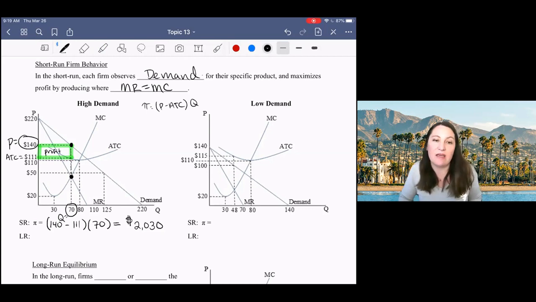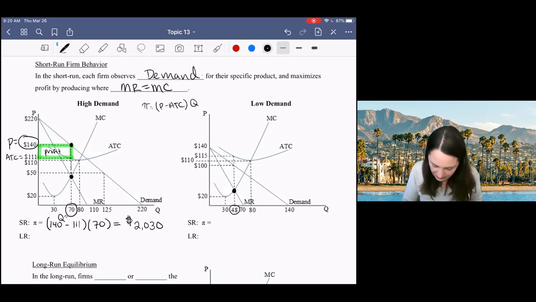Let's do the same thing for the low demand graph, and then we'll talk about what happens in the long run. Okay, so same idea here. We've got a different graph. The firm observes their demand curve for their product and the corresponding marginal revenue curve. They're going to produce where marginal revenue is equal to marginal cost.